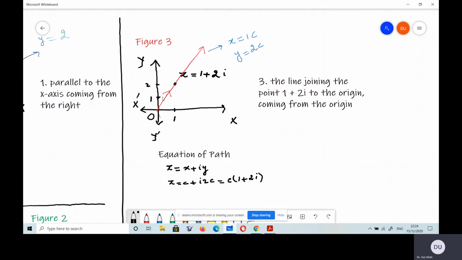So now what we need is the equation of this line. To find the equation of this line, we can see x and y both are changing throughout this line. But from here we can get that x is equal to 1c and y is equal to 2c. So if I put these values in z is equal to x plus iota y, we can get the equation of this line, which is c into 1 plus 2 iota. And now you can see that if I put c is equal to 0, I will get the origin. And if I put c equal to 1, I will get this point. So the value of c is between 0 and 1.